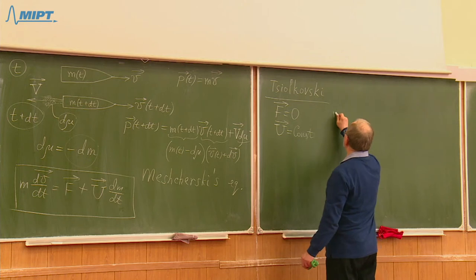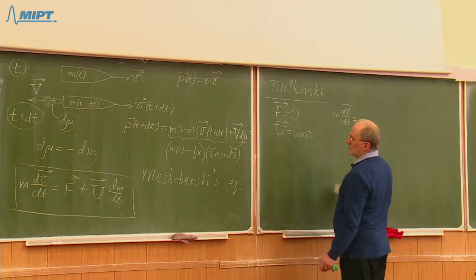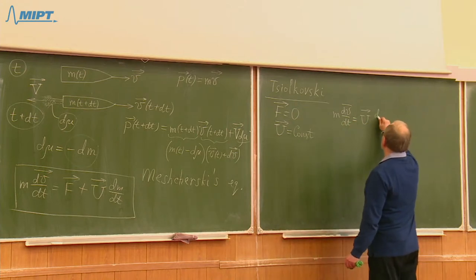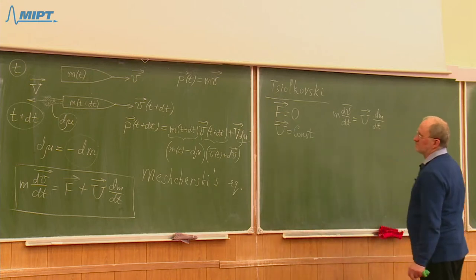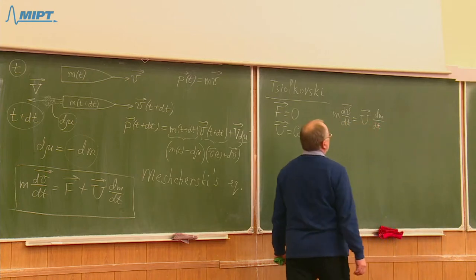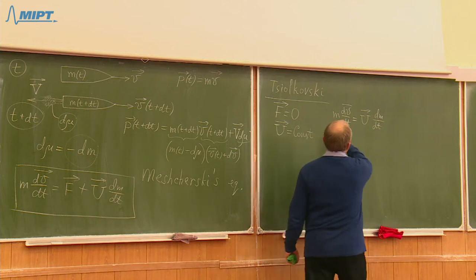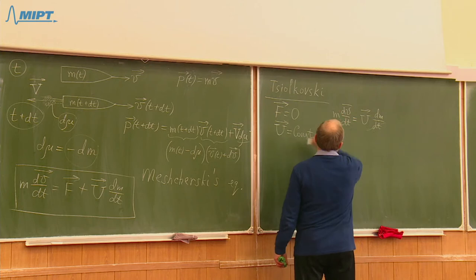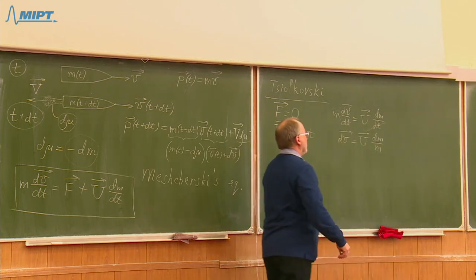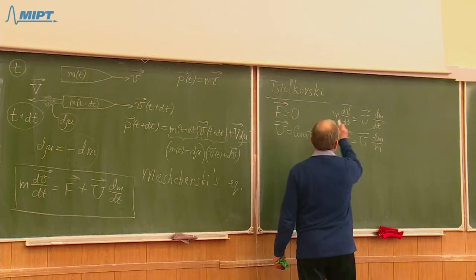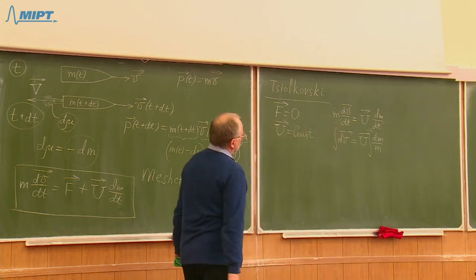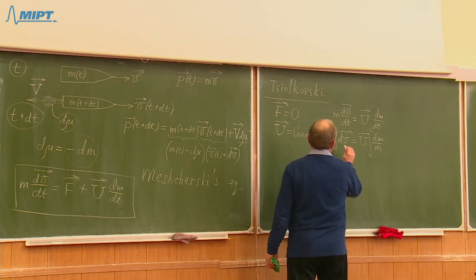In this case, he obtained from this equation, m dv by dt equals forces, which is zero, so we obtain here vector u dm by dt. We can multiply this equation by dt, and we can divide this equation by m, and we will obtain dv equals u dm divided by m. In this form, the equation can easily be integrated, and as u is constant, it can be taken out of the integral sign. Integrating this equation, we will obtain v.